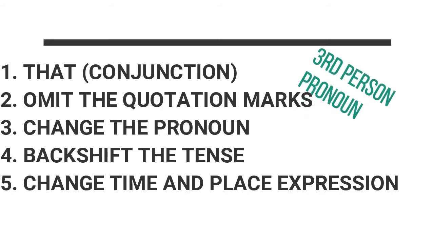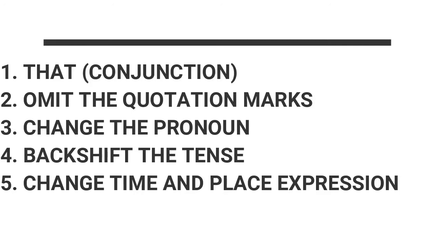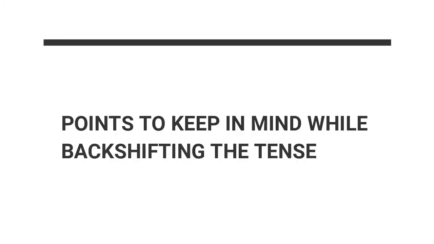After using the conjunction that, we have to omit the quotation marks and change the pronoun. First and second person pronouns change into their third person pronouns. After changing the pronoun, we backshift the tense, and that is the most important point. How do we backshift a tense? Keep the following points in your mind when you backshift a tense.